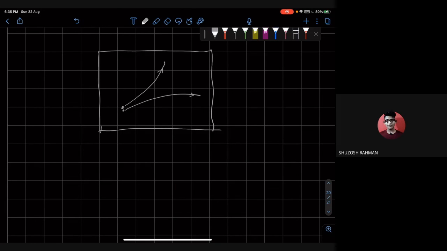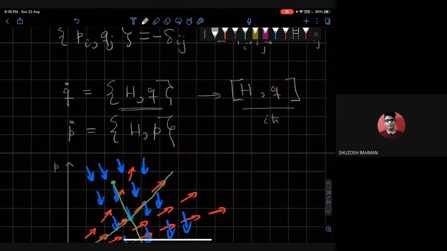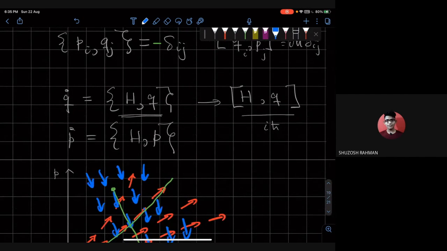Okay, thank you, sir. And I would like you to work this out. Show that these are the Hamilton's equations that I showed above. I could have made some mistake. I'm writing this down from memory. I didn't include this in my lecture notes. Okay, any other questions? No, sir. Anyone else?